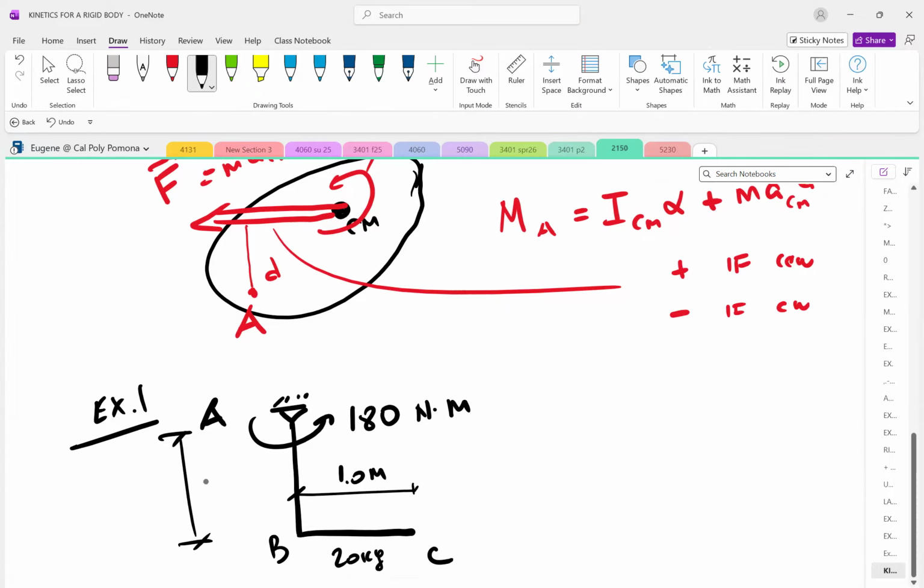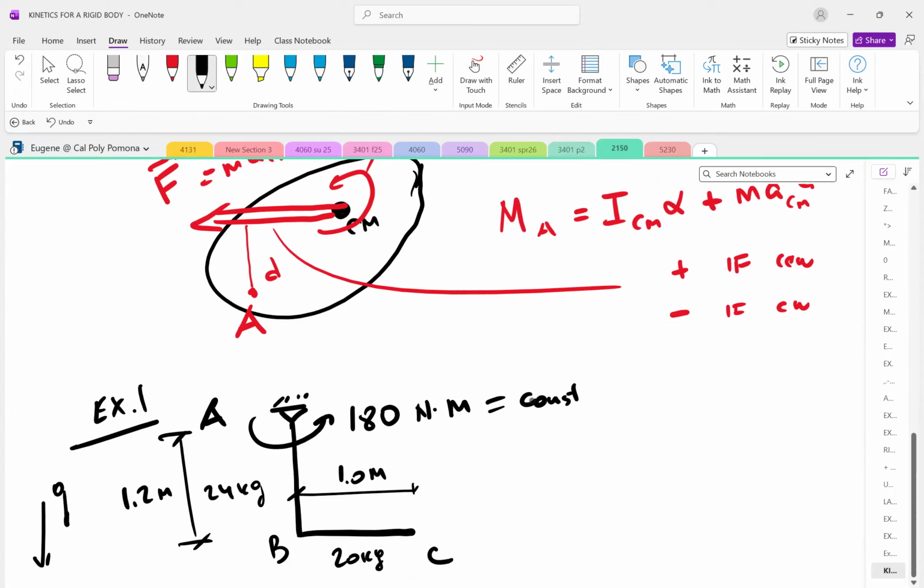Meters. That's 24 kilograms. Yeah, we talked about vertical plane. This is constant moment.